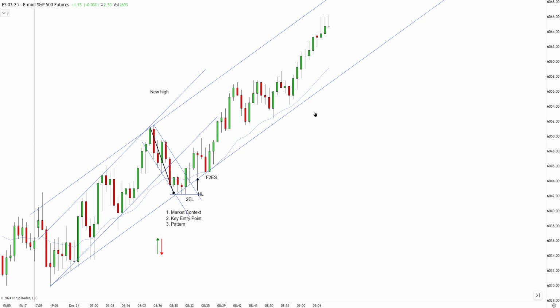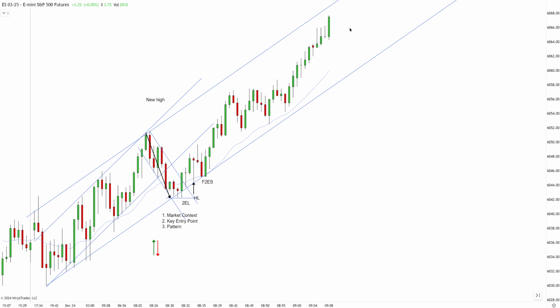So prices keep working higher. You can see how far you're going. There is no denying that this uptrend is valid. So I want to see the same thing that happened here. I want to see prices pulling back to the key entry point, and I want to see either second entry long, high low, or failed second entry short. Okay, I got the context, I got the key entry point. Now I just want to identify the correct pattern.